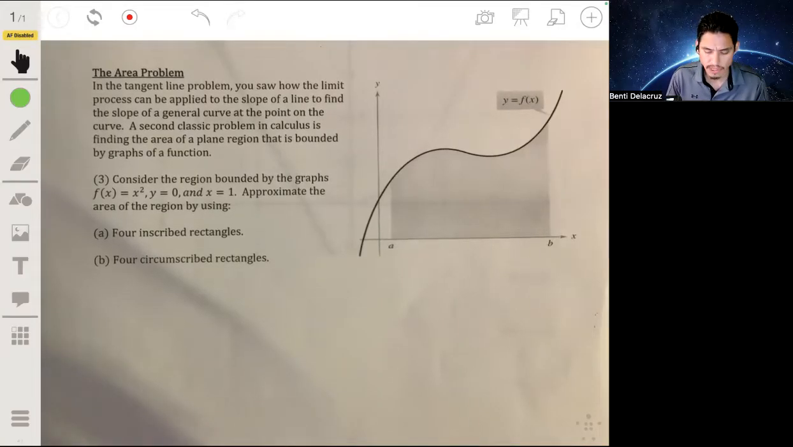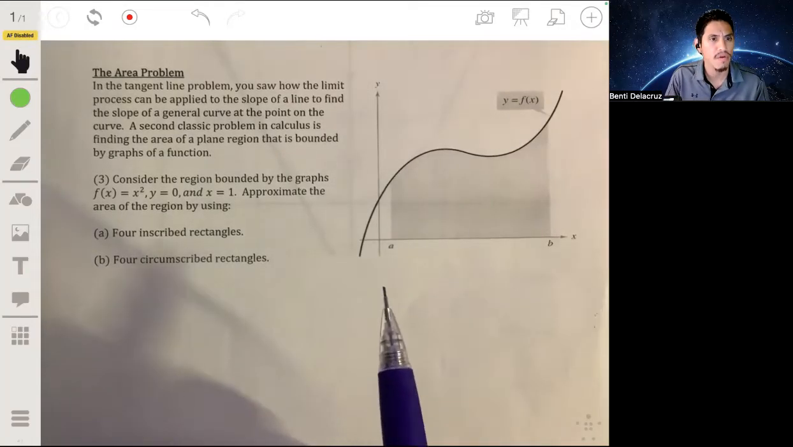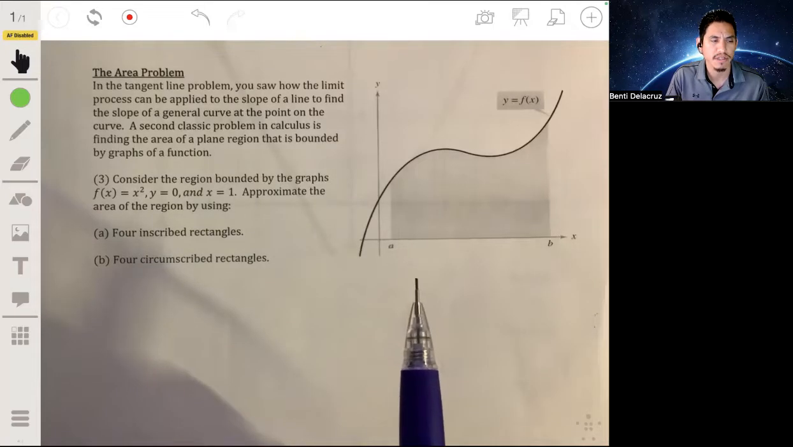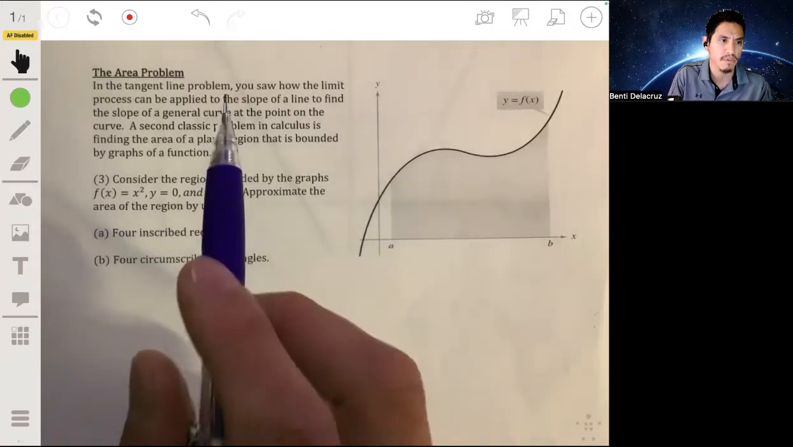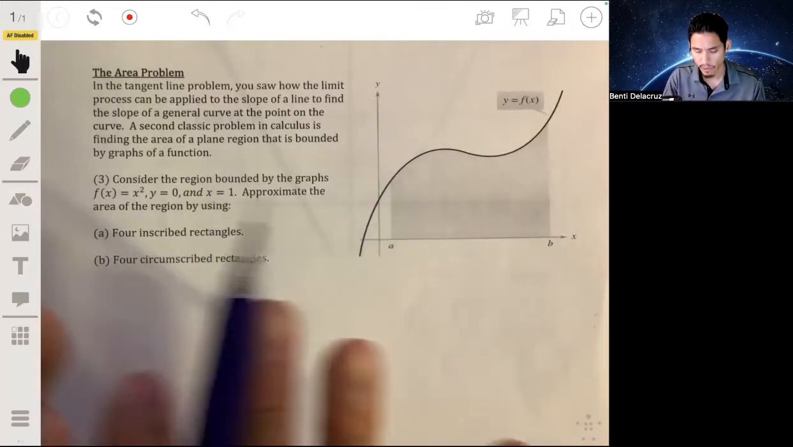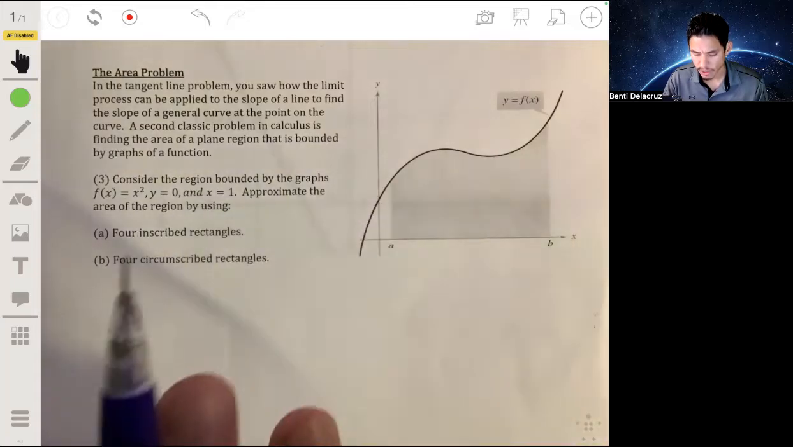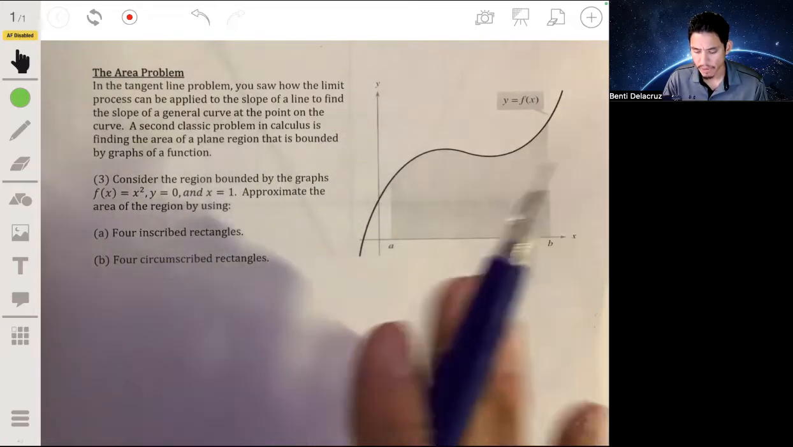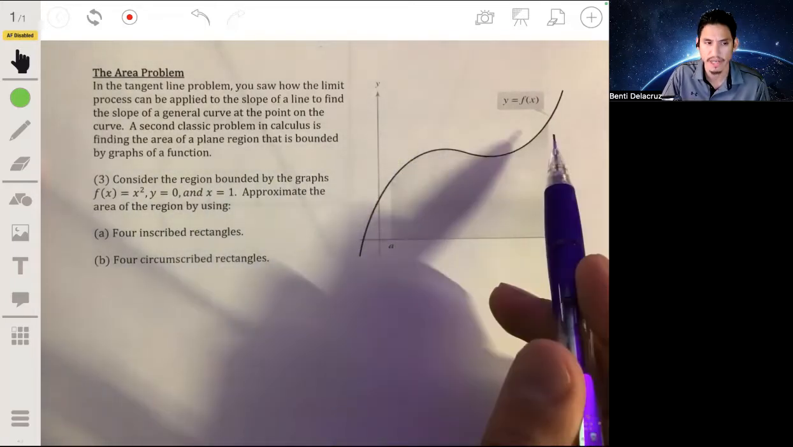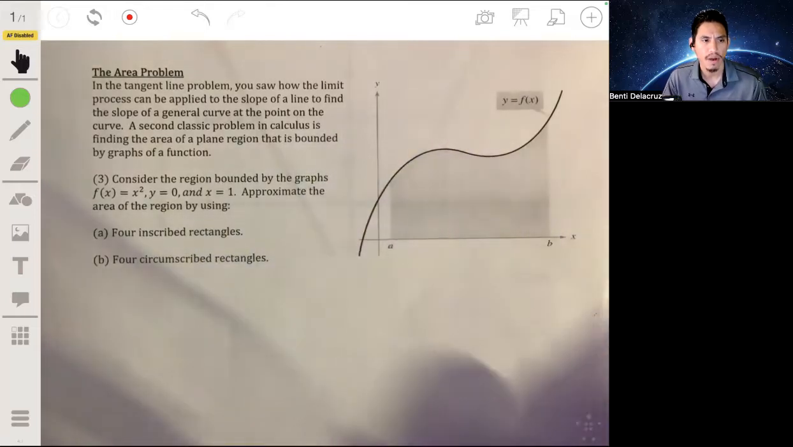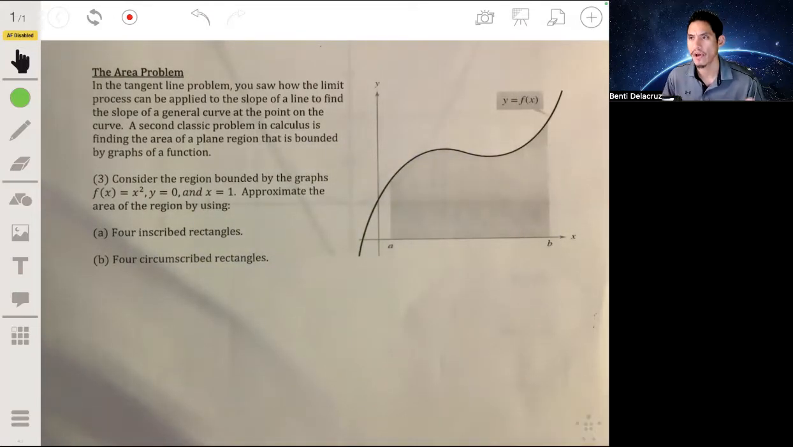All right, so now in this part of the lesson, we're going to go over a problem that's traditionally known in calculus as the area problem. What we're trying to do is find the area underneath a curved line. Up to now in your math classes, you've been able to find the area of rectangles or polygons, bounded by triangles, that sort of thing.